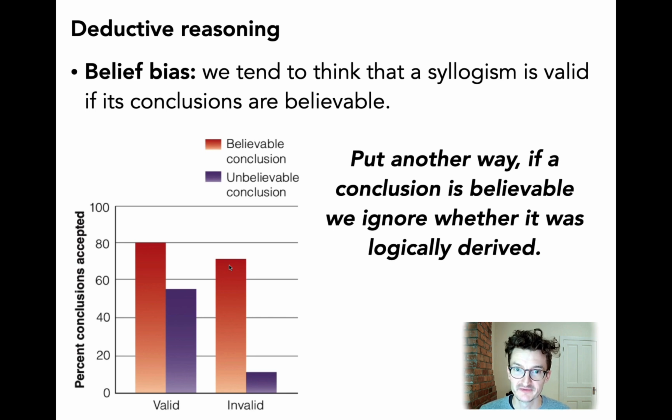And so this is known as belief bias. We tend to think that a syllogism is valid if its conclusions are believable. To put that another way, if a conclusion is believable, we ignore whether it was logically derived. So we're seeing some evidence here that when we are making decisions, when we're reasoning, we're not necessarily always using logical thinking.